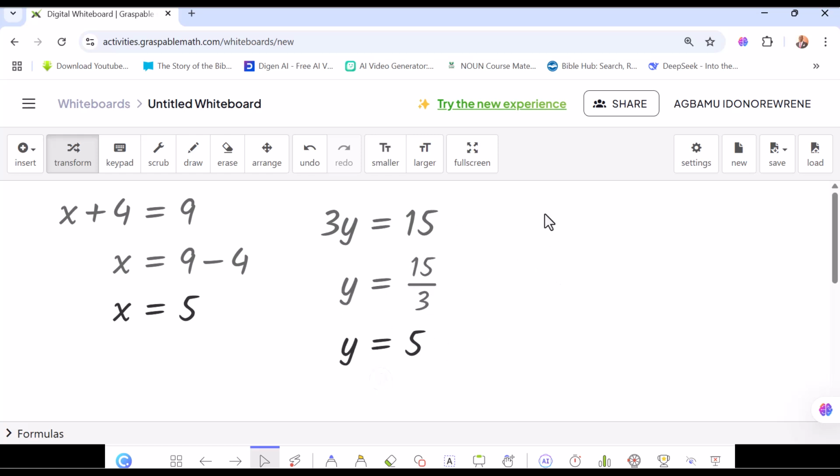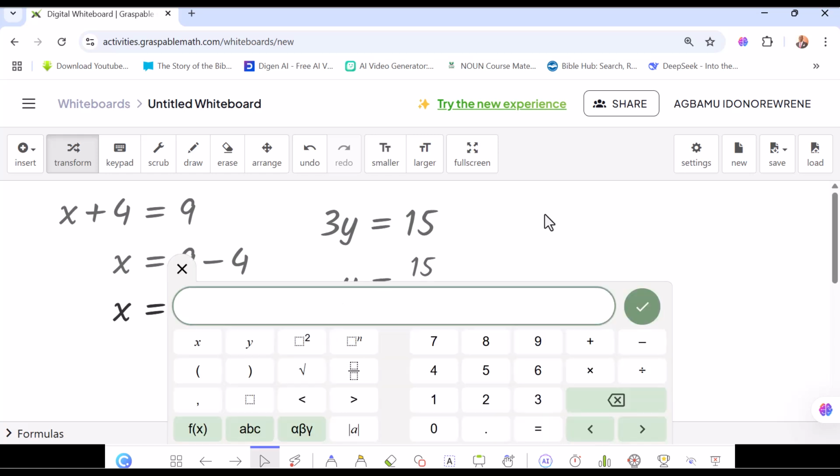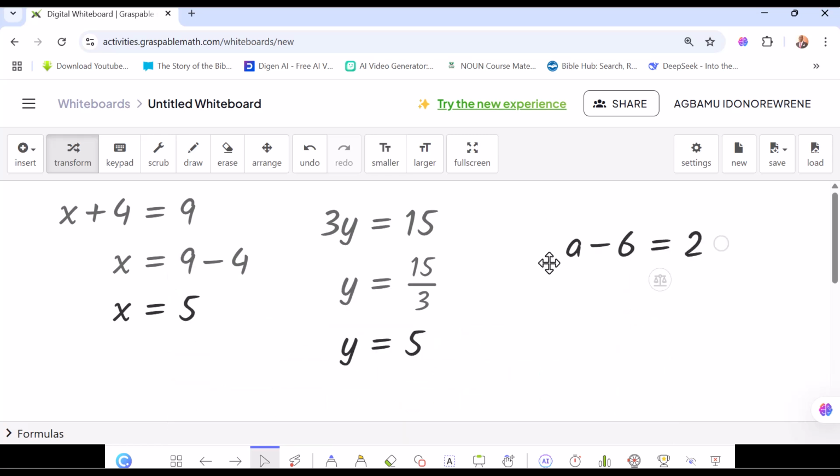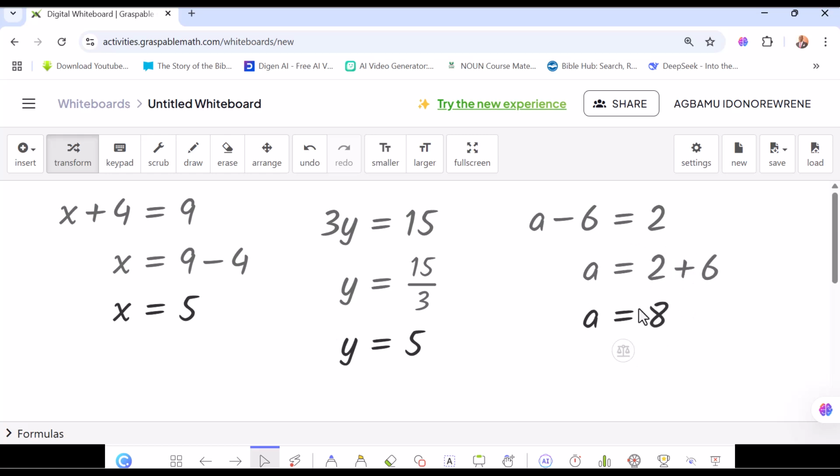Then let's continue. The last example we did was a minus 6 equals 2. If you take negative 6 to this side, it will become positive. If you click on 6 and drag it to this side, you see that minus 6 has become positive 6. Then if you click on this positive, you get your answer, which is 8. So this is what we did in our last class.